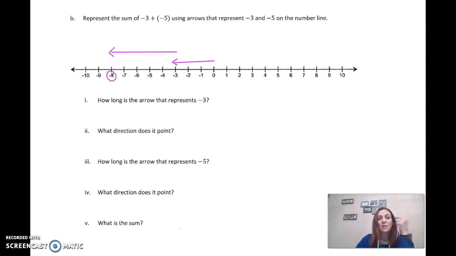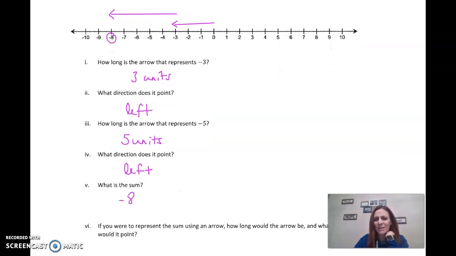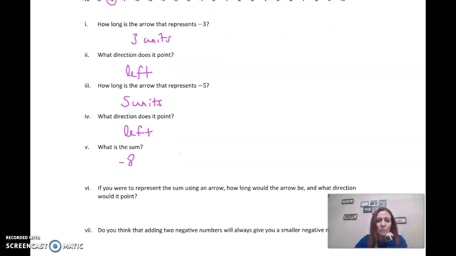Well, how long is the arrow that represents the -3? 1, 2, 3. 3 units. What direction does it point? This time it's going to the left. How long is the arrow that represents the negative 5? 5 units. What direction does it point? Left. What's the sum? What's the solution to this addition problem? Looks like we're at negative 8. Kind of see something going on here? Seems like kind of the same questions, doesn't it?